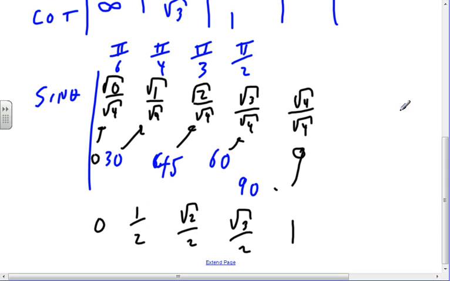Okay, so you're going to forget the memory aid right away? Yeah. Anyway, so there is a memory aid.